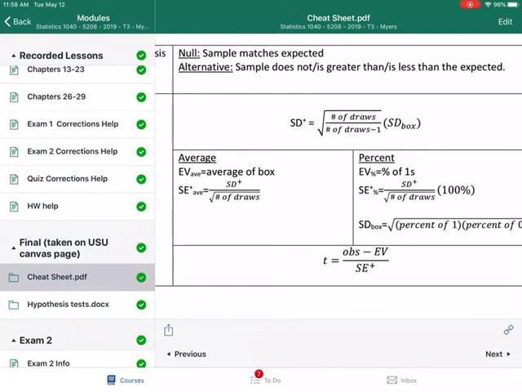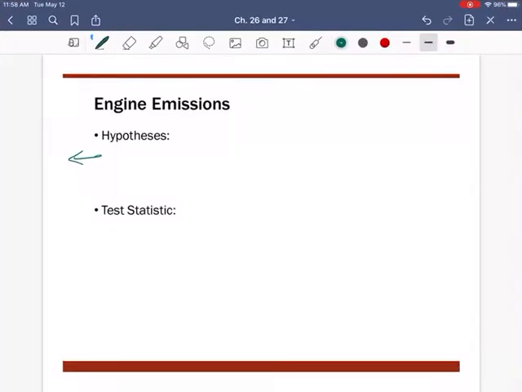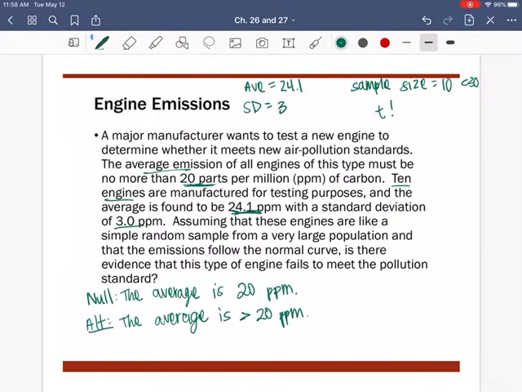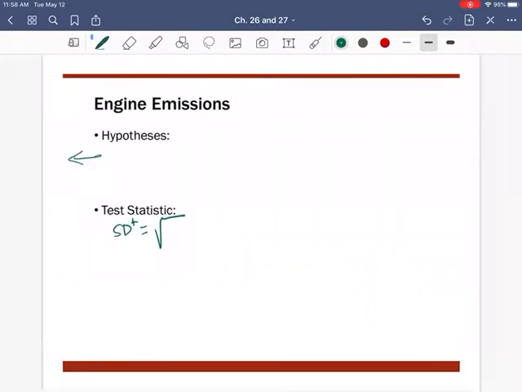Okay, our test statistic. So let's look at our cheat sheet so we can see our steps. We write our null and alternative, and then we need to calculate our standard deviation plus. So our SD plus is going to be equal to the square root of the number of draws, or the sample size, over sample size minus 1 times the standard deviation. So I'm going to say 3.2.